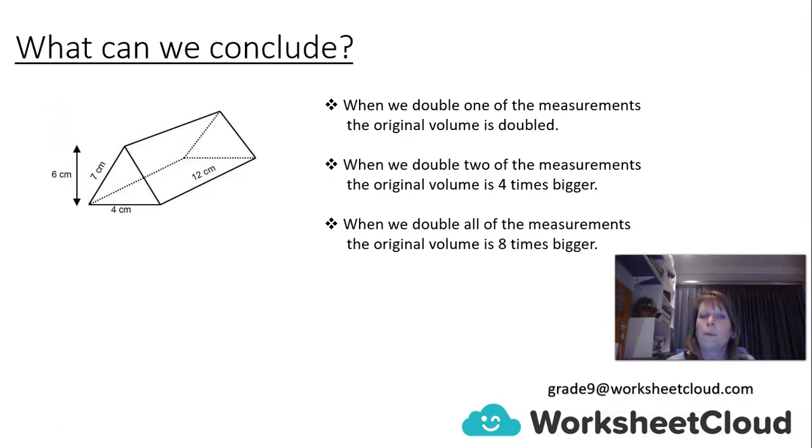Okay, remember what I said to you? You go and you draw your own triangular prism with your own measurements in, and you work it in exactly the same way we've just done together, and then you can prove to yourself that this works. If it doesn't work out for you, go back and check where you've made a mistake. If you've made a mistake, come back to the video, check it again, and if you're still not convinced that I am correct, please send an email through to grade9@worksheetcloud.com.